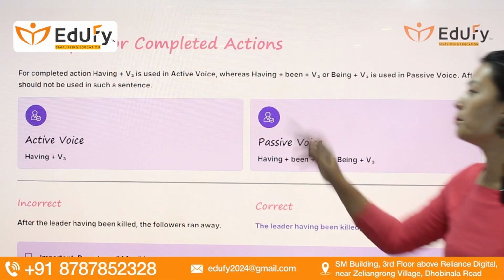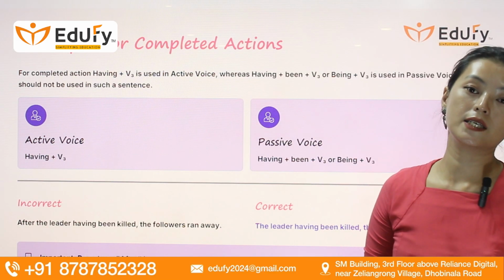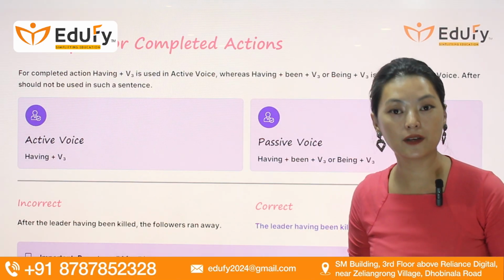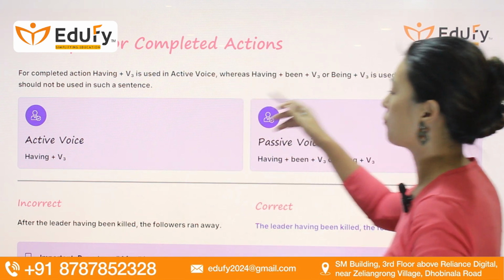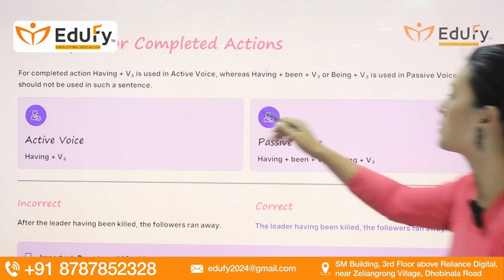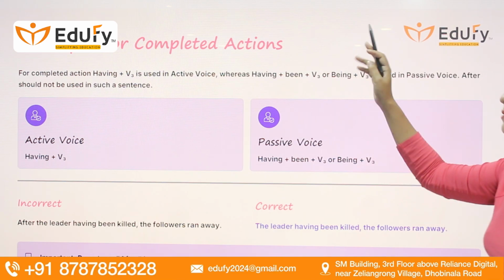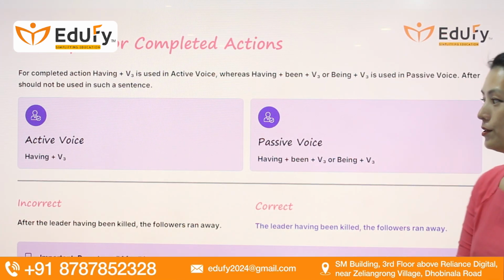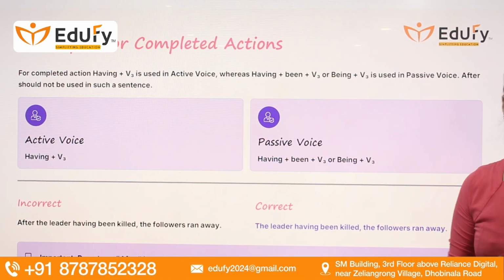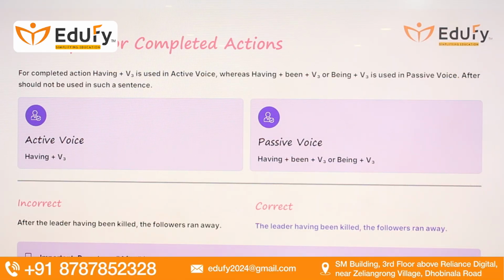Participles for completed actions. This one is very important because a lot of times we see ing as a continuous form of the action, right? So we don't associate it with the past form, but let's take a look. For completed actions, having plus verb 3 is used. Past participle form of the verb is used in active voice, whereas having been verb 3 or being plus verb 3 is used in passive voice. Now, if I say verb 3, having been, and all this, it might sound a little too complicated, but let's take a look at the example here, okay?